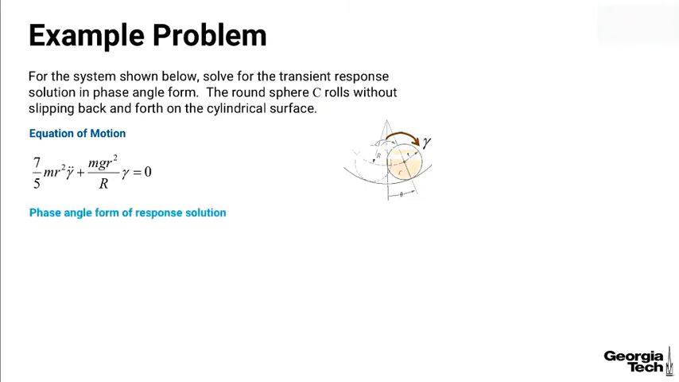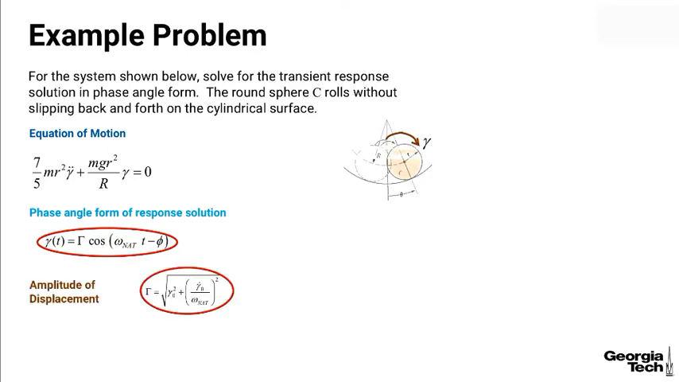Let's put this in phase angle form. What is the phase angle form of the response solution? Well, we know it takes this form. Now, instead of using x or y, it's now gamma. Gamma is our generalized coordinate, so it's gamma as a function of t. And instead of capital X as the amplitude of displacement, now I'm going to use capital gamma for the generalized coordinate gamma. And that's a cosine of the natural frequency times time minus the phase angle.